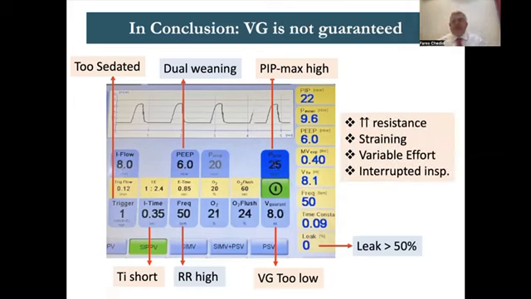And many other aspects. Look at the graphs to exclude high resistance. Maybe the patient needs suctioning. If the patient is straining all the time, it's an issue. If he has variable effort, it's an issue. The pressure will go up and down all the time. So this is an important point.